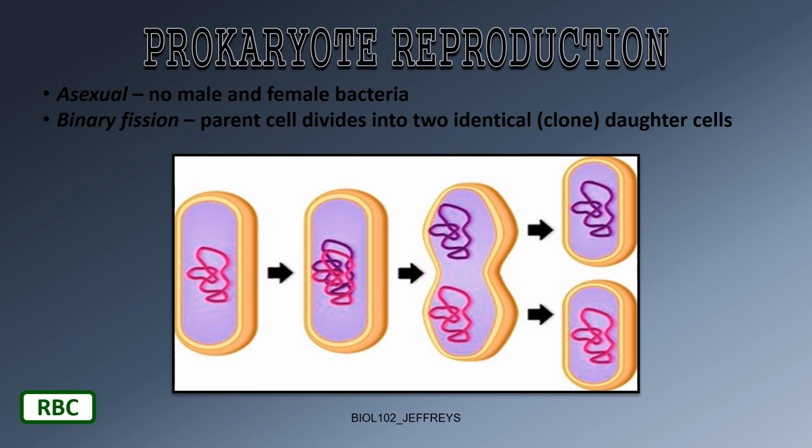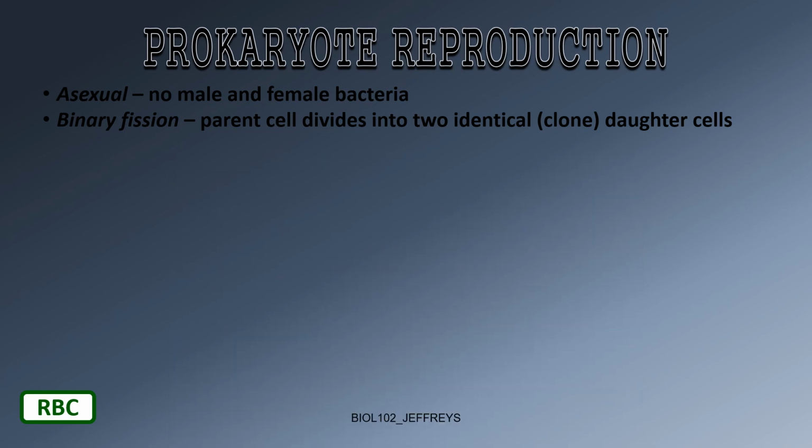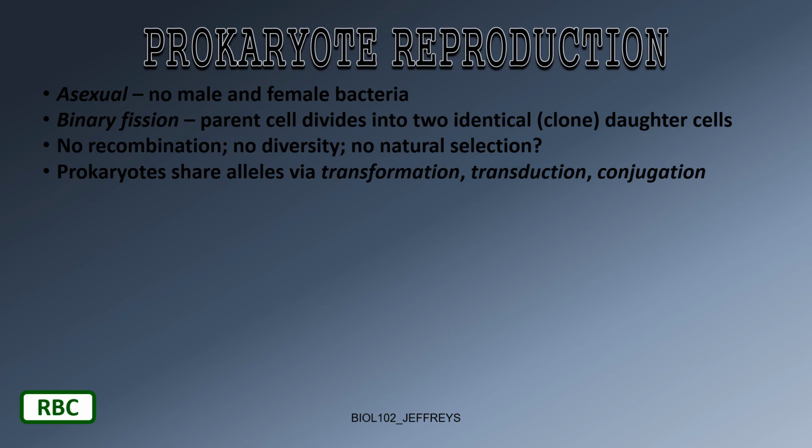So you might be wondering, when we talk about natural selection and evolution, where does natural selection fit in when these are both clones? Where does variation, genetic variation with regard to bacteria, come into play? So there is no recombination, and as a result, there's no diversity. And so does that mean there's no natural selection with regard to bacteria? Well, there is selection, and that comes through the sharing of alleles. Now, prokaryotes share alleles in one of three ways: transformation, transduction, or conjugation, and we'll look at them individually.